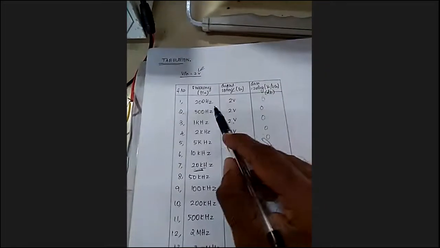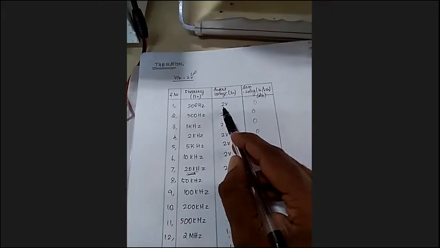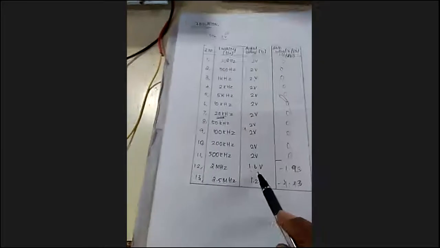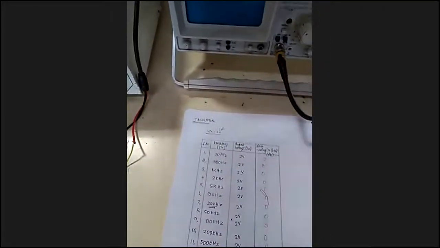When you do it using a calculator, gain is 20 log of Vo by Vin. Since Vo by Vin is 2 by 2, 20 log of 1 is 0. So you get 0 here. Whereas here, you keep 2 volt and you get only 1.6, so it's a negative gain. So you got minus 1.9 and minus 4.43. So that's it regarding this common emitter amplifier.